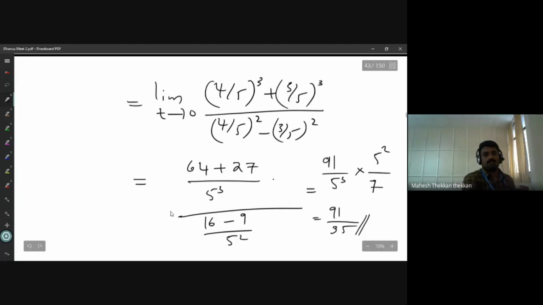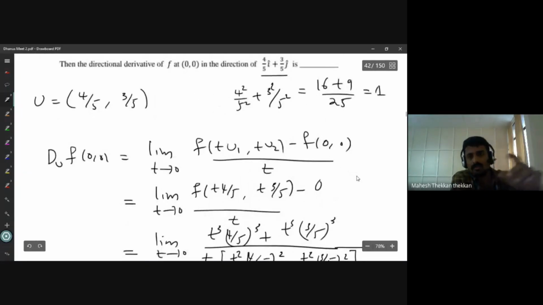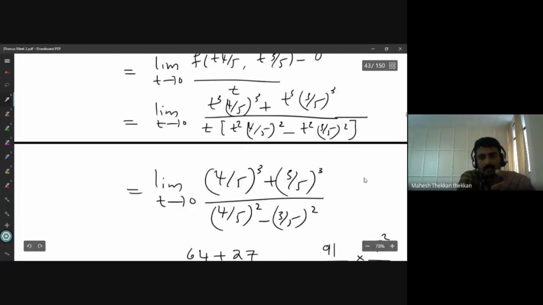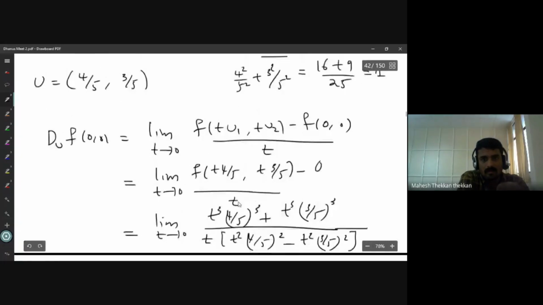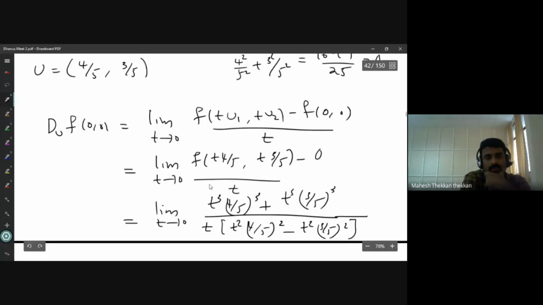You may cross check this. So the only thing is you just have to apply this formula. That is all. Directional derivative of f in the direction of u at (0,0) is the limit as t tends to 0 of f(t u1, t u2) minus f(0,0) by t. Here u1 is 4 by 5, u2 is 3 by 5. So just put those values here, then you can compute it.